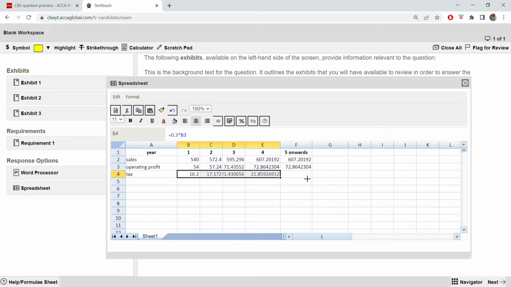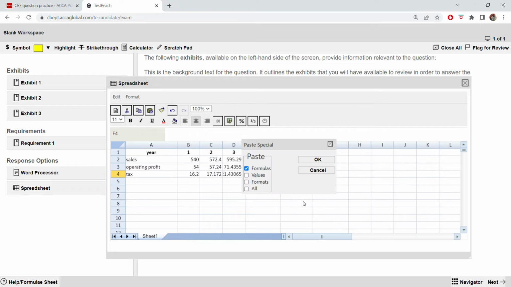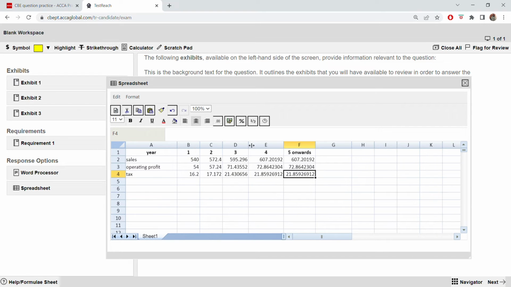Okay, and when you're coming to the 5th year, it is just the same as the 4th year. So copy, paste special, again click the formula. Okay, and we'll change the number. Don't worry, there are so many decimal places. We'll make everything to one decimal place at the end. That will be done at the end.